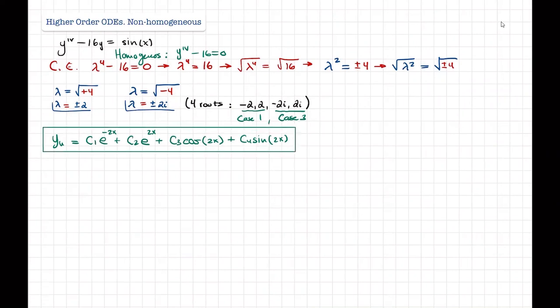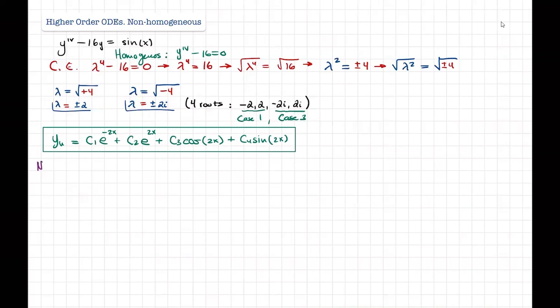There we go. So that's what we have for the homogeneous. And now you can see we have our four roots, our four solutions, the exponentials and the cosines, because they're pure imaginary, we don't need to multiply them to an exponential. And now let's find our non-homogeneous.